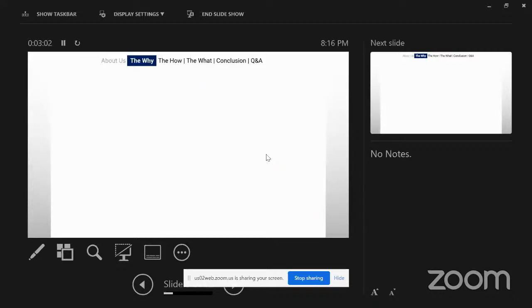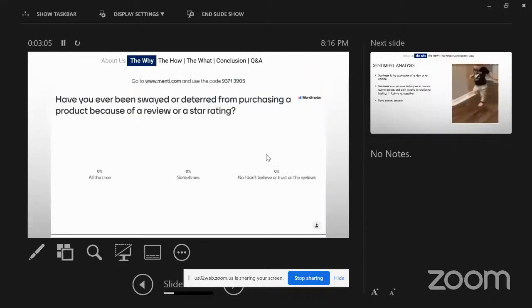Next question. Have you ever been swayed or deterred from purchasing a product because of reviews? So if something was negative, you chose not to buy it, or if something was positive, it actually pushed you towards buying it. Who doesn't trust reviews? Okay, interesting split. I tend to read reviews, to be fair, and it does definitely sway whether I purchase something or not. So, going on.